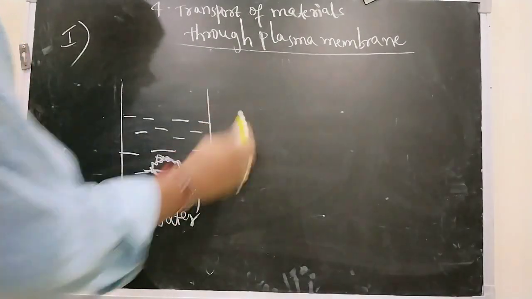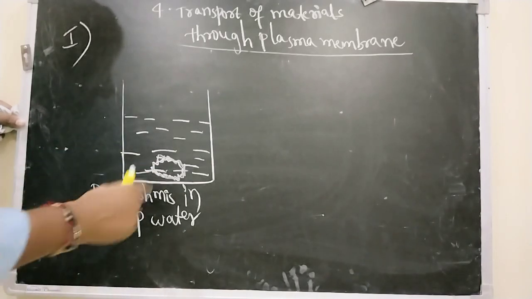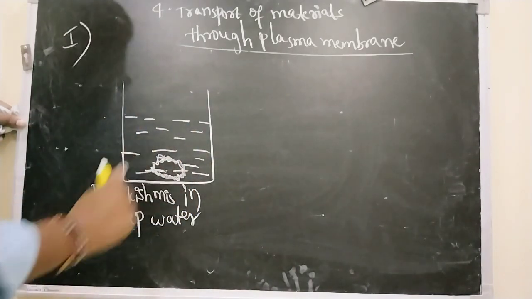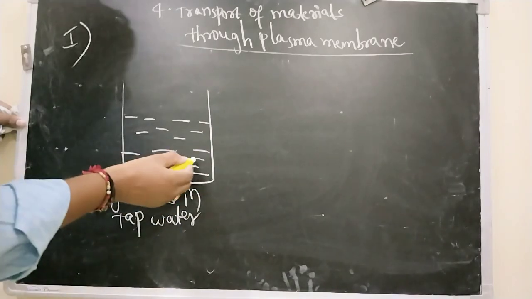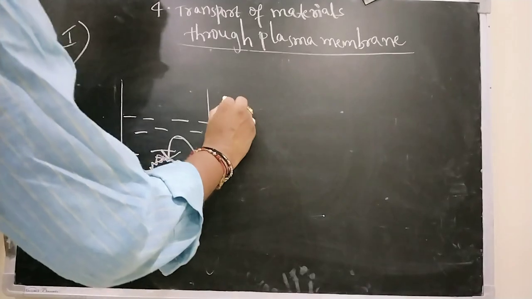Now leave it for a few hours. After a few hours we observe that the kismis becomes swollen. The kismis becomes swollen. Why? Because the water from the beaker enters into the kismis.